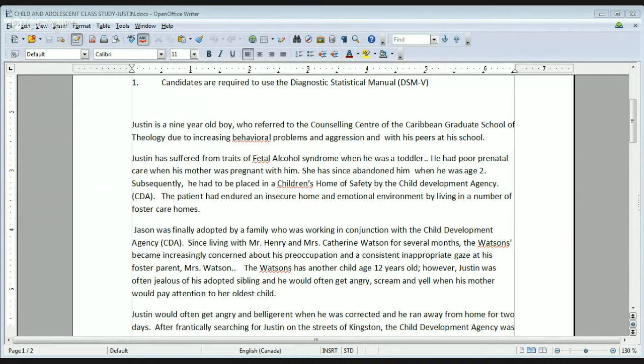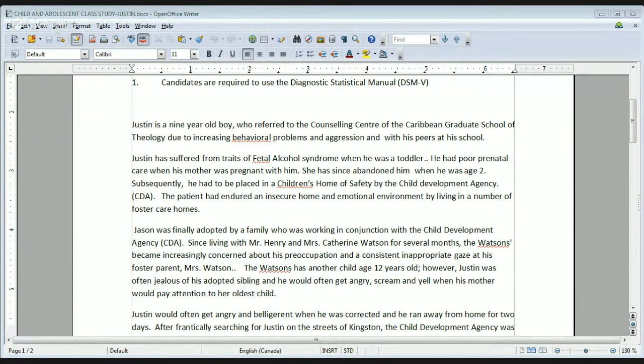No, as in the case, you don't have to go on. This is what you're seeing, this is what you're getting. It says he suffered from traits of fetal alcohol syndrome when he was a toddler. What's the time of onset of this problem? So toddler is linked to continued behavioral problems, aggression. Is it precipitating or perpetuating or predisposing or protective?